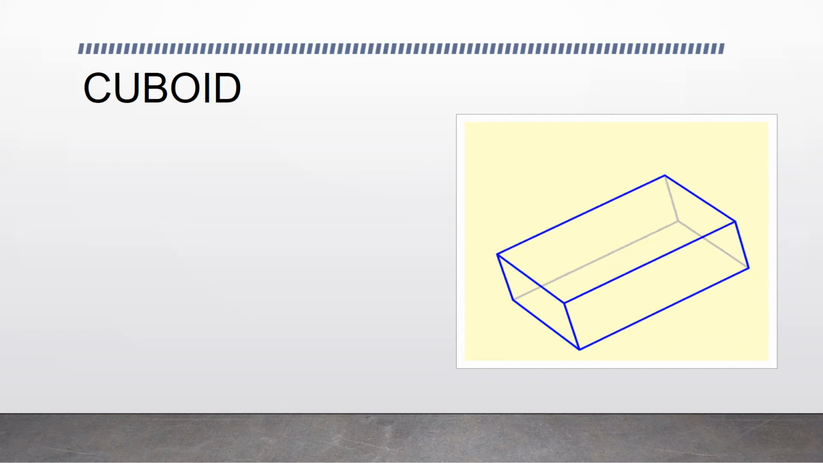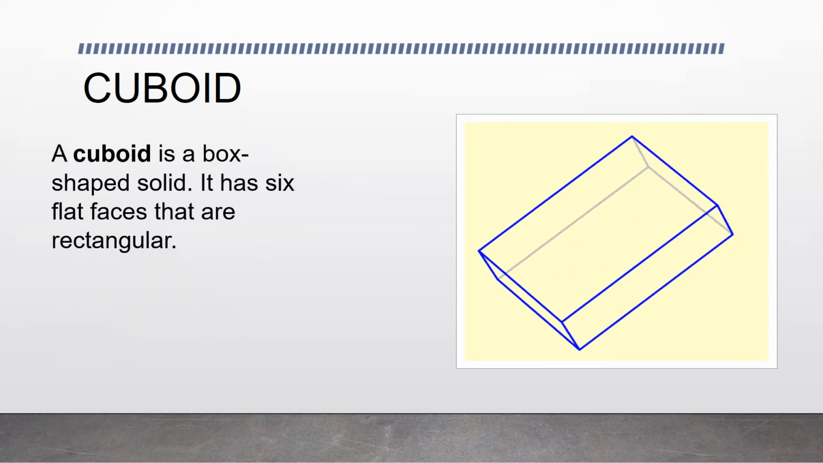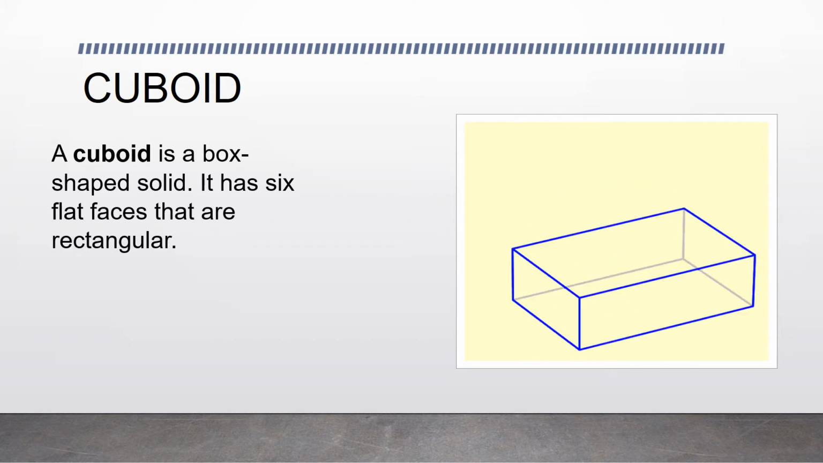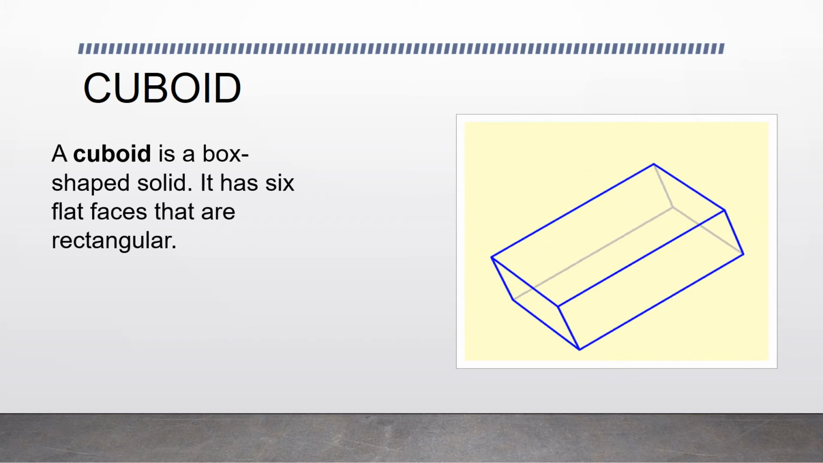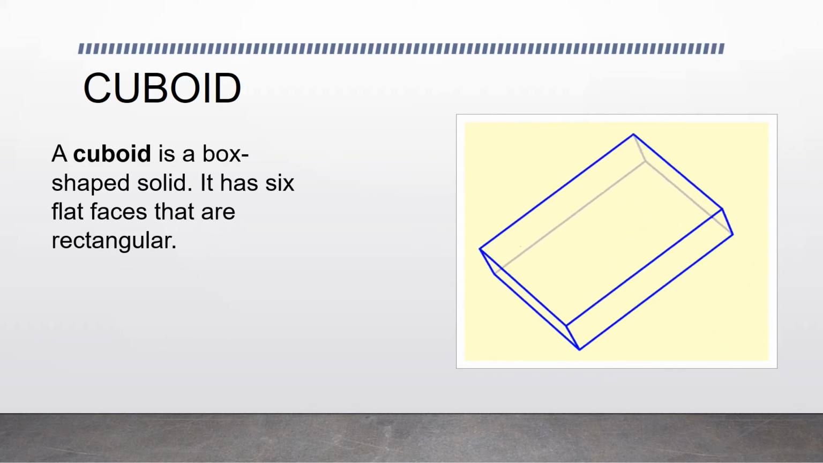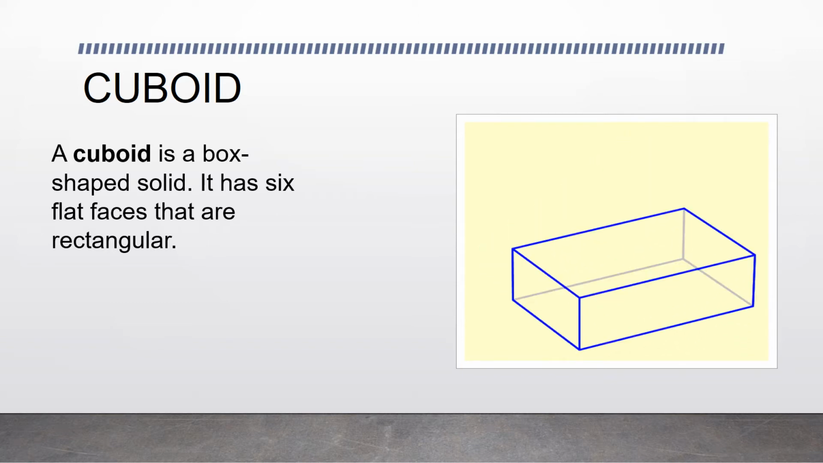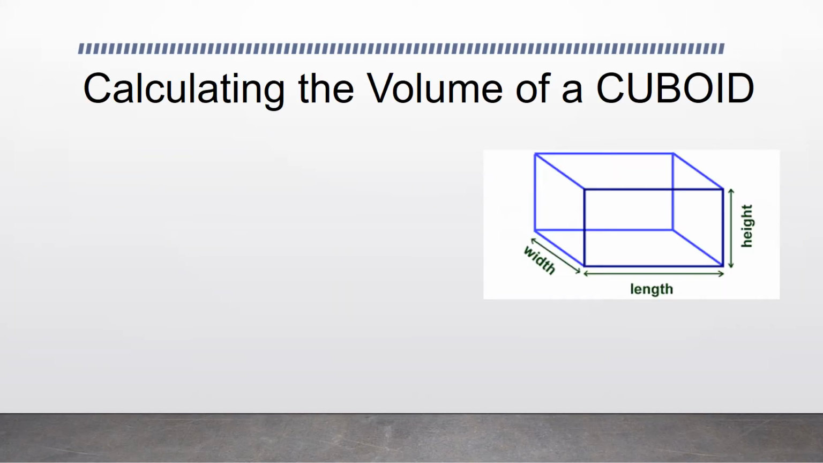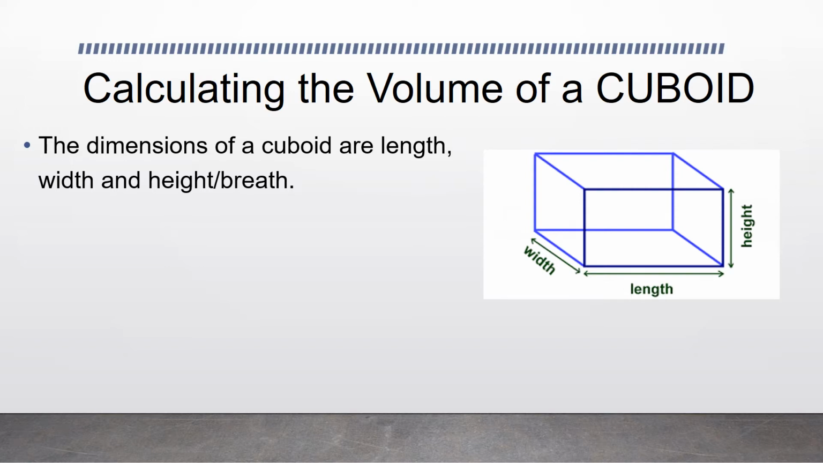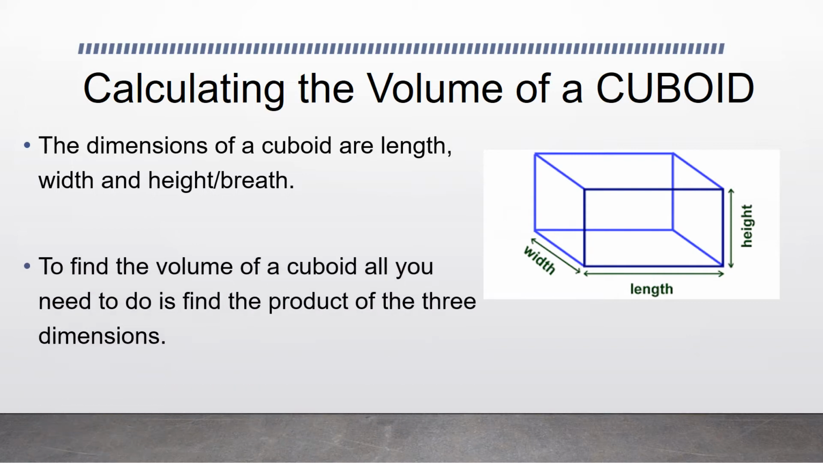Now on to a cuboid. A cuboid is a box-shaped solid. It has 6 flat faces that are rectangular. Now to calculate the volume of a cuboid, these are the things that we need to pay attention to. The dimensions of a cuboid are length, width, and height, and breadth in some cases. To find the volume of a cuboid, all you need to do is find the product of the three dimensions.